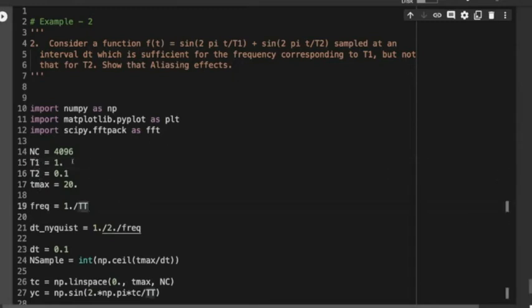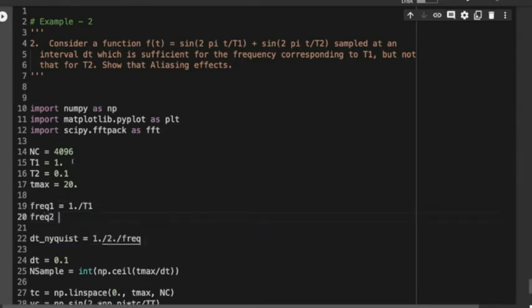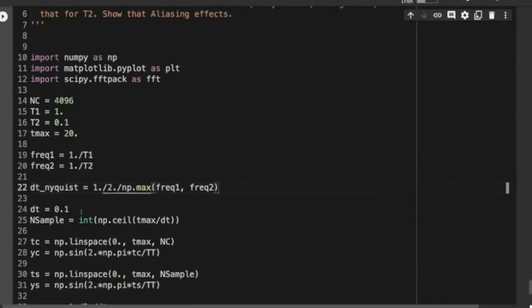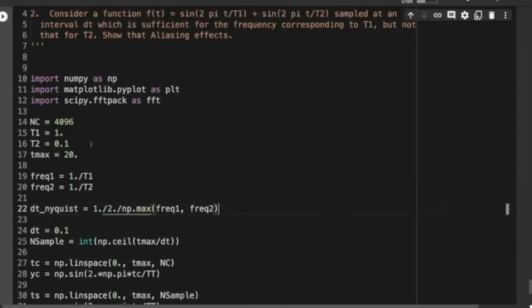So there are two frequencies now. Frequency 1 is 1 by T1, and frequency 2 is 1 by T2. The Nyquist frequency will obviously be determined from the highest frequency. I can do that by saying np.max of frequency 1 and frequency 2, so that the highest one will give you the Nyquist frequency. All right. Let's ask the question: what is the Nyquist frequency? Here, the Nyquist frequency will be 1 by 2 times the highest frequency, which is 10. So 1 by 20. The Nyquist frequency is 1 by 20, so dt Nyquist is 1 by 20.